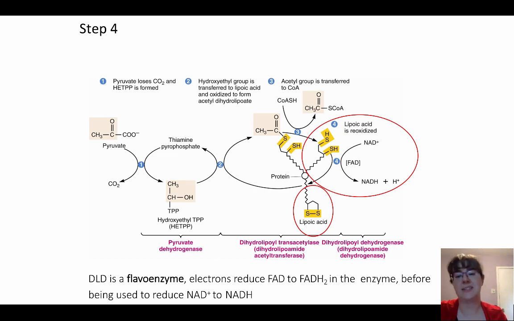So here in our last enzyme, the dihydrolipoyl dehydrogenase, also known as E3, there is a flavoenzyme, and it's going to take those electrons, reducing FAD to FADH2. Then, in order to reset itself, it will also use NAD+ to go to NADH. That last dehydrogenase is essentially doing two different oxidation reduction reactions.